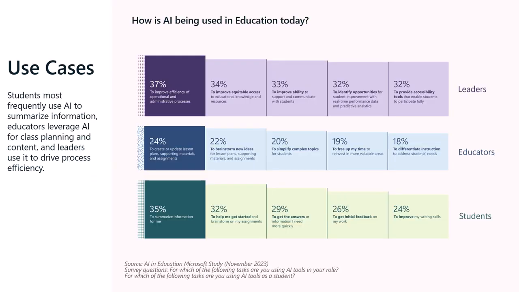AI is already part of classrooms in ways that we may not even realize. As you can see on this chart, students often use AI to summarize information and assist with writing. Educators or teachers leverage AI for lesson planning, content creation, and even coming up with assessment questions. And meanwhile, school leaders use AI to improve efficiency and manage processes. So as you can see from this information, the question isn't whether AI will be used in education, but how AI can be used effectively and responsibly.